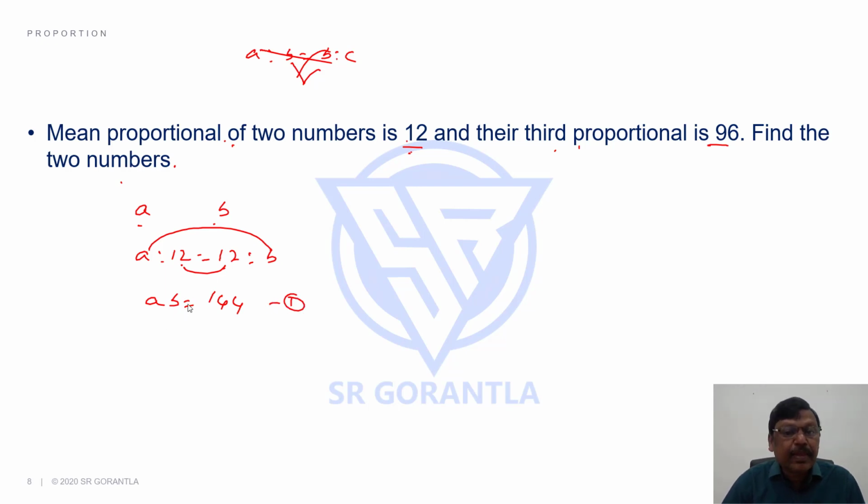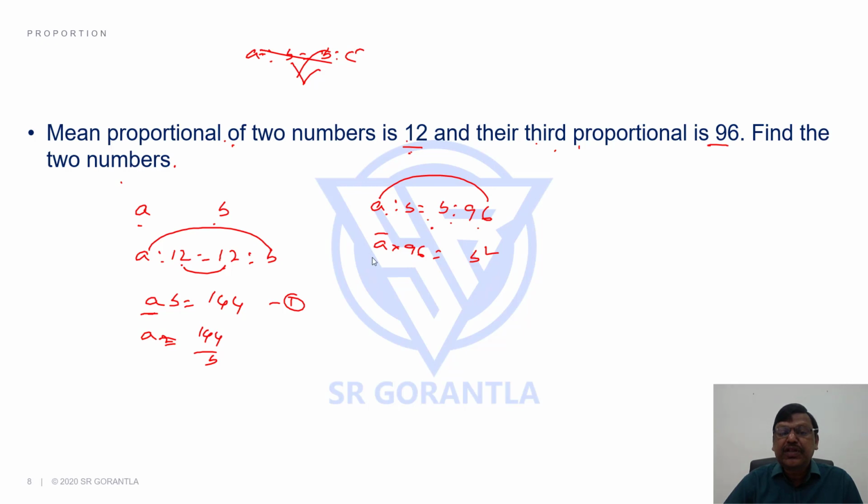This is the first equation. Now, their third proportional: third proportional of A and B is 96 means A is to B is equal to B is to 96. Then we say 96 is the third proportional of A and B. As I said, if A is to B is equal to B is to C, C is the third proportional of A and B. Now, again if I write product of extremes equals product of means, B square. But now, in the place of A, I can write 144 by B. If I substitute in the place of A from the first equation, A equals 144 by B, 144 by B into 96 equals B square.